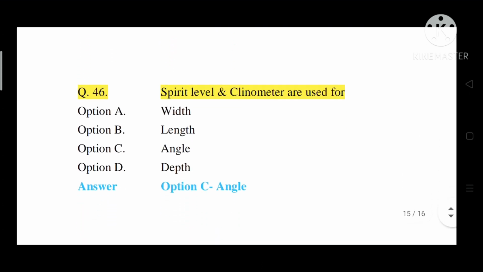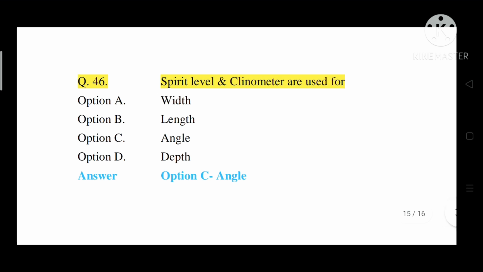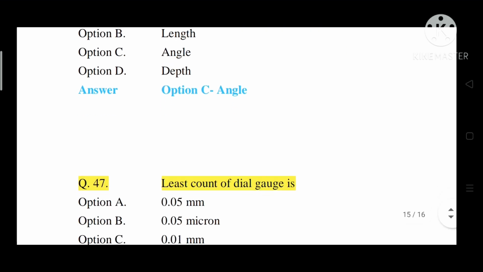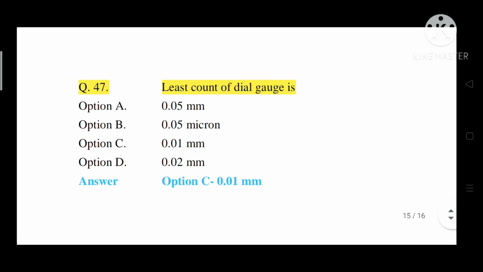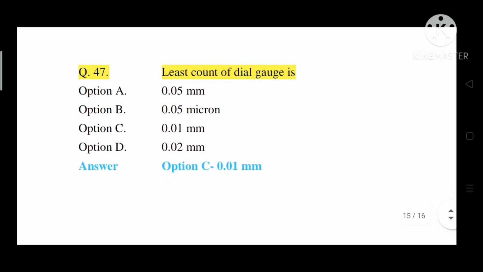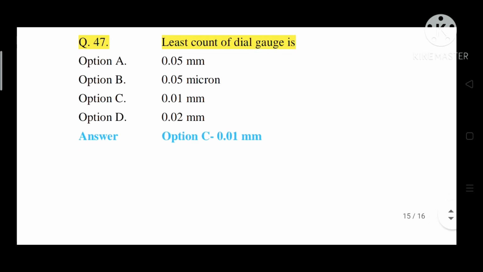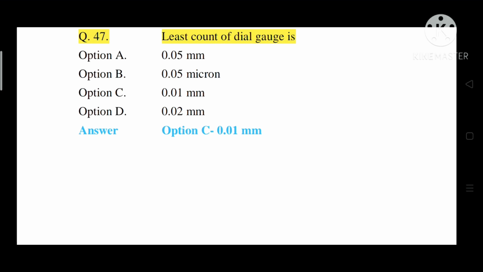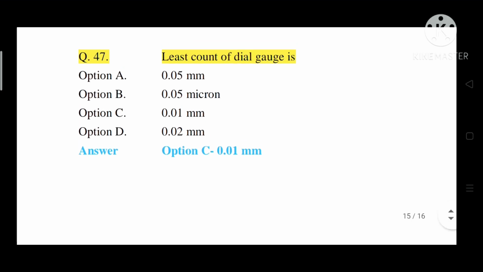Question number 46. What are spirit level and clinometer used for? Options are option A width, option B length, option C angle, option D depth. So again, these two are used to check angle. So option C is correct. Question number 47. Least count of dial gauge is what? Option A 0.05 mm, option B 0.05 micron, option C 0.01 mm, option D 0.02 mm. So option C is correct, that is 0.01 mm.